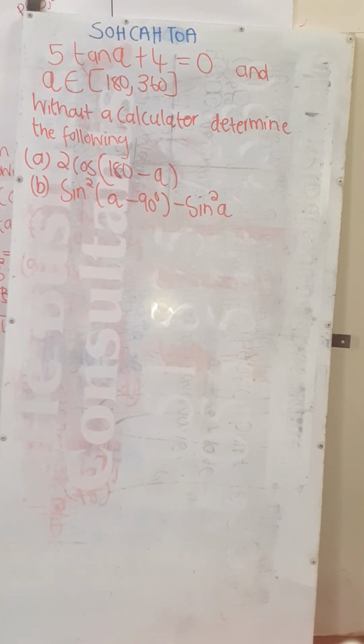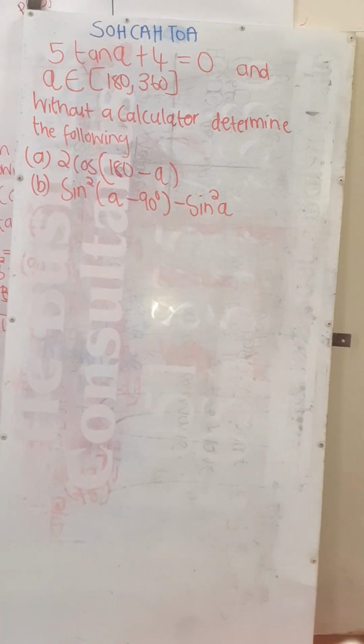So in this question, we have to solve the following without the use of a calculator. The first thing that we have to do here is arrange that 5 tan alpha plus 4 equals 0 correctly, so that we can get the value of x and y, or the hypotenuse. When it's like that, it's really not going to work, but we know that tan is opposite over adjacent. So we need to find the opposite and the adjacent side to alpha. So this is how we are going to solve that.